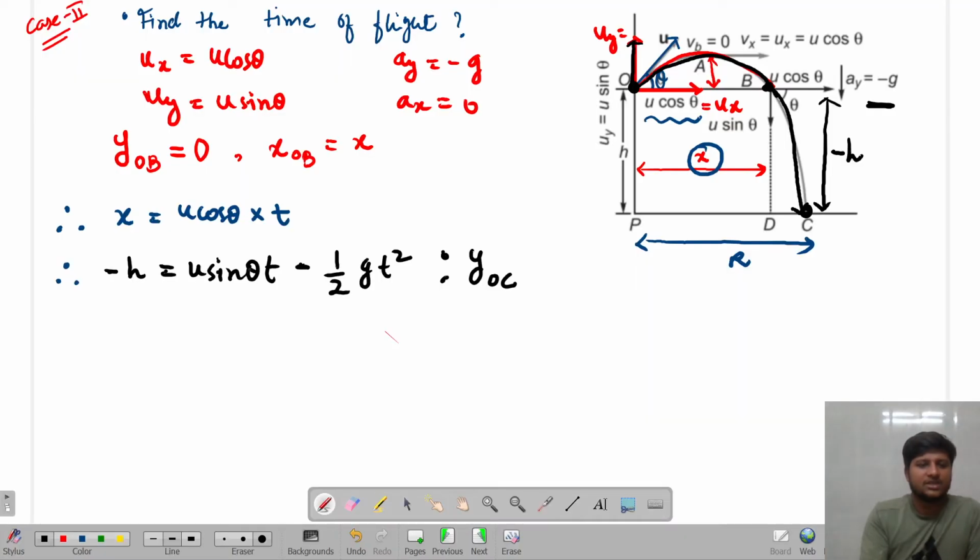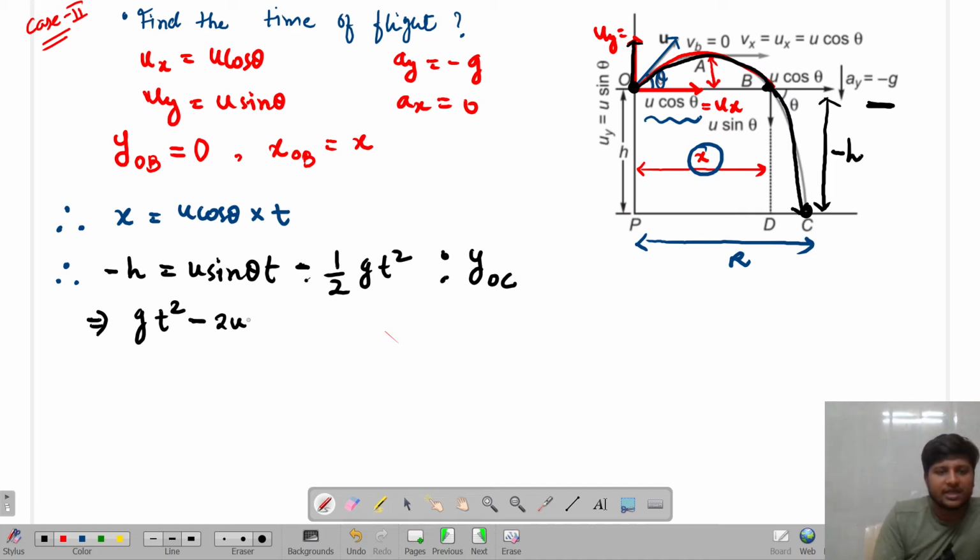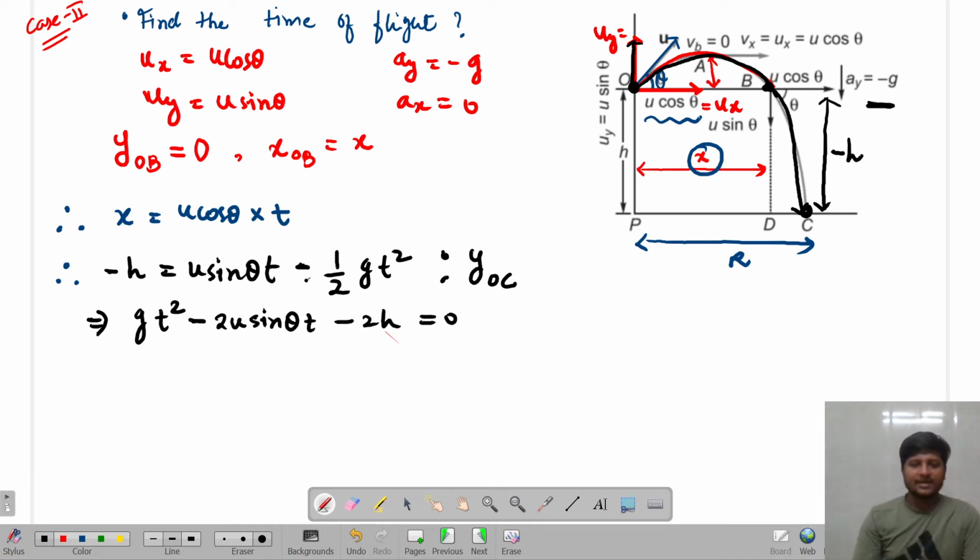Okay. Now from this I can form the equation over here. What will be that equation? Try to understand. t I can write as x by u cos theta. Yes or no? Or I will write the equation: g t square, I'll bring this over here, g t square minus 2u sine theta into time t, minus twice h, that is equal to 0. Can I write this equation from this y of OC? I can write this equation.